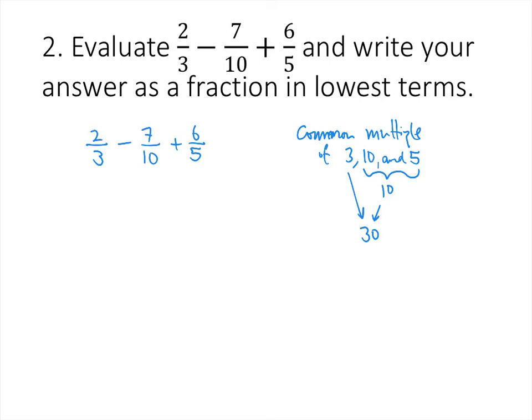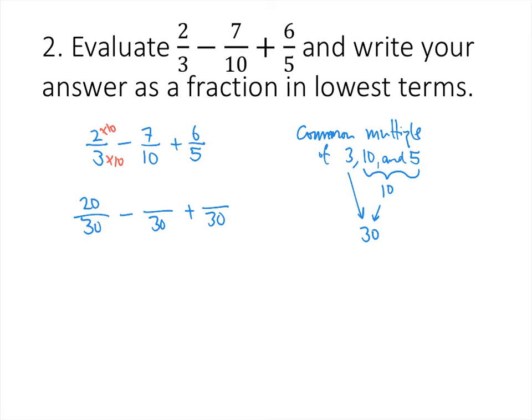So what we want to do is rewrite all of these fractions so that they all have a 30 on the bottom. And we're going to do that by multiplying top and bottom by the proper number that's going to get us that 30 on the bottom. So starting with 2/3, what do we have to multiply the 3 on the bottom by to get 30? Well, we have to multiply by 10. And if we multiply by 10 on the bottom, we've also got to multiply by 10 on the top, and that gives us 20 over 30.